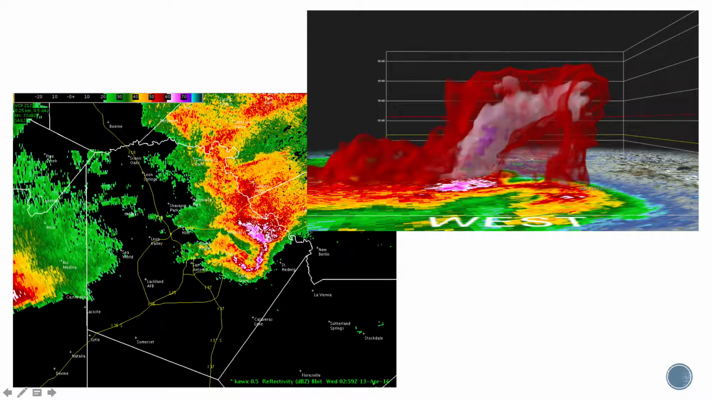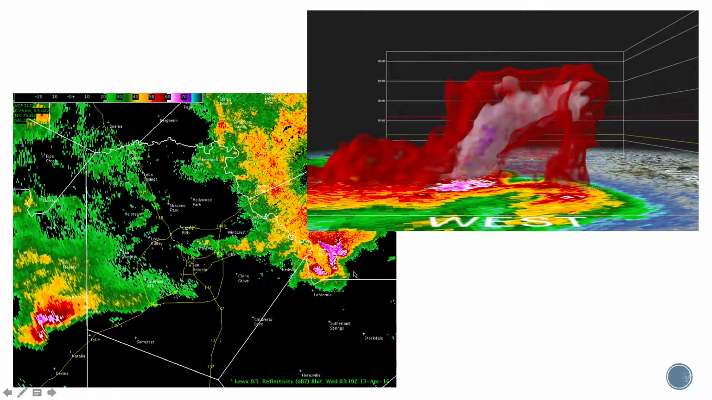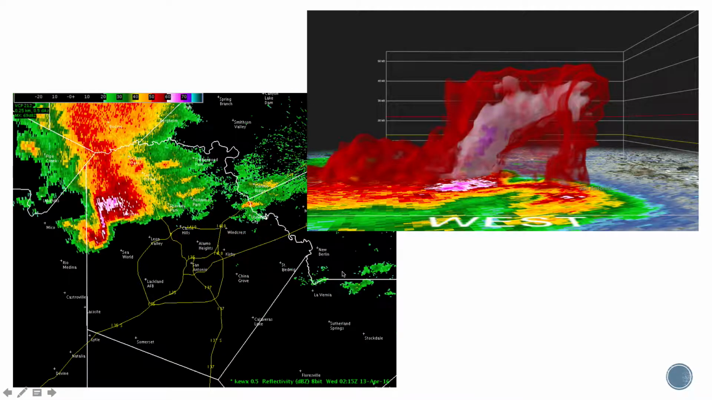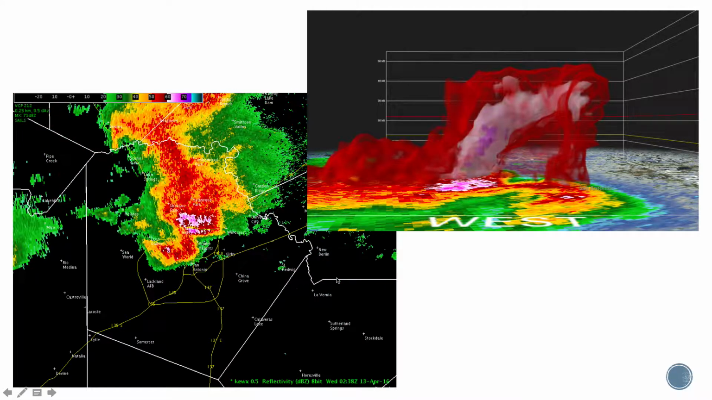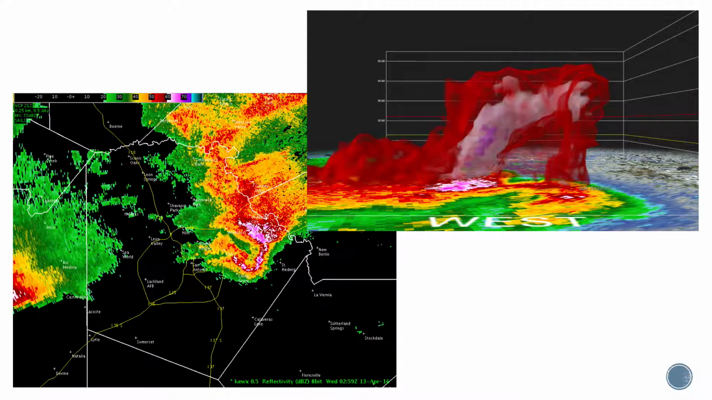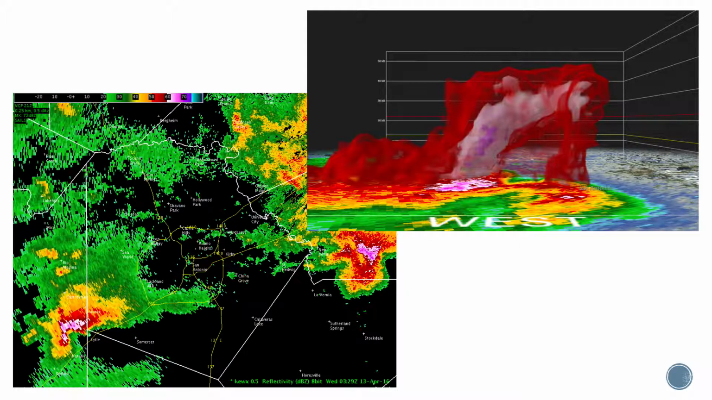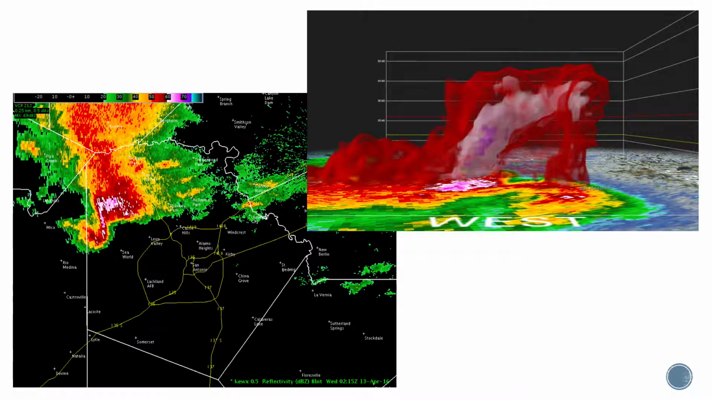It moved all across the city of San Antonio here, and this supercell thunderstorm actually dropped 4-inch and 4.5-inch hail, so thinking baseball to softball sized hail across the north side of San Antonio. So that's a brief overview of regular run-of-the-mill thunderstorms and supercell thunderstorms.